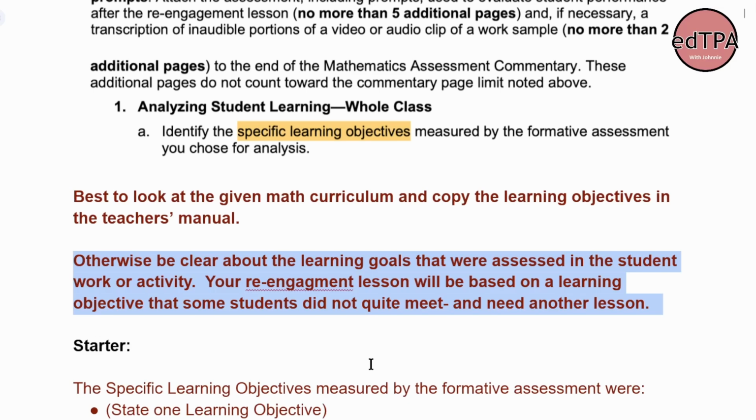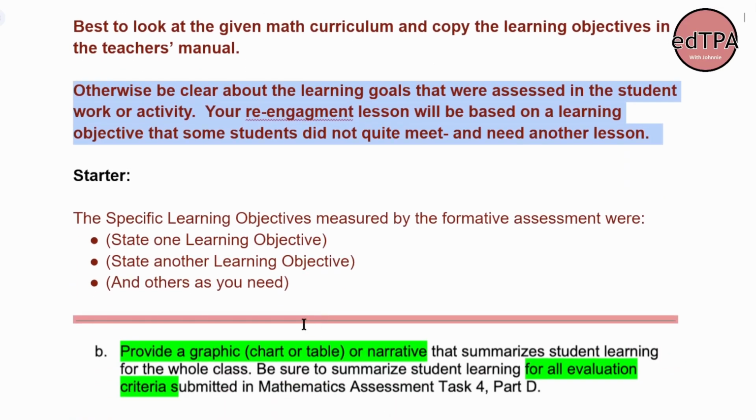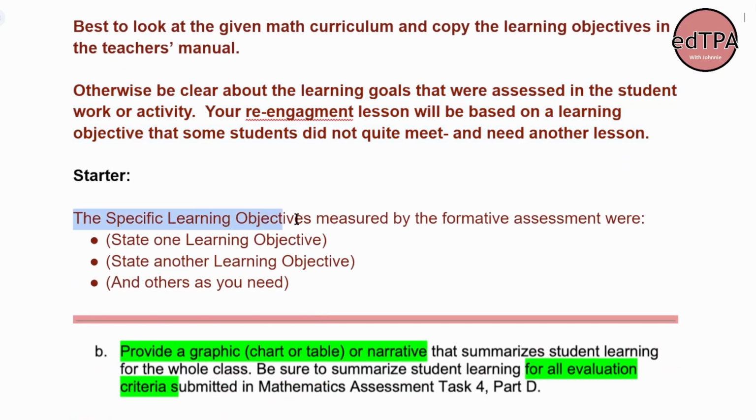Your re-engagement lesson will be based on learning objectives that some students did not quite meet and need another lesson. My starter for you: the specific learning objectives measured by the formative assessment were, and then you state one learning objective. If you have others, you state another learning objective, and others as you need. So that one's pretty straightforward.